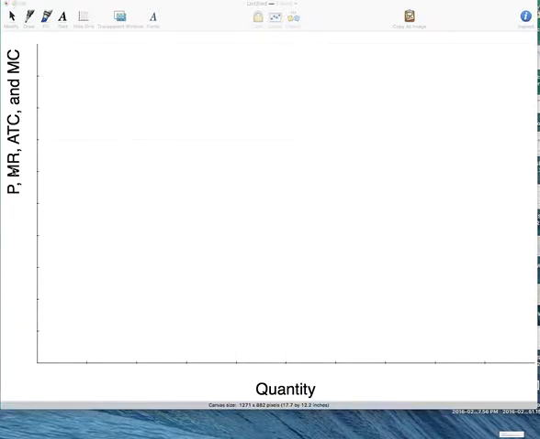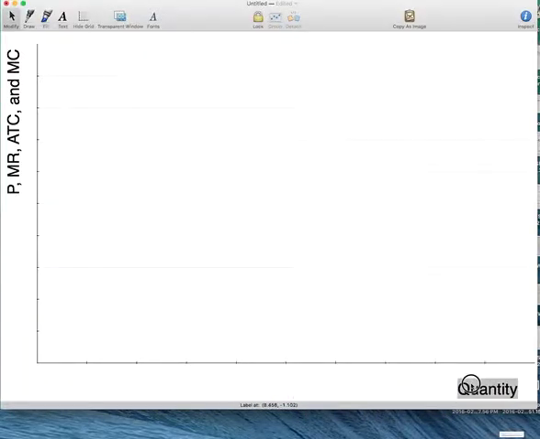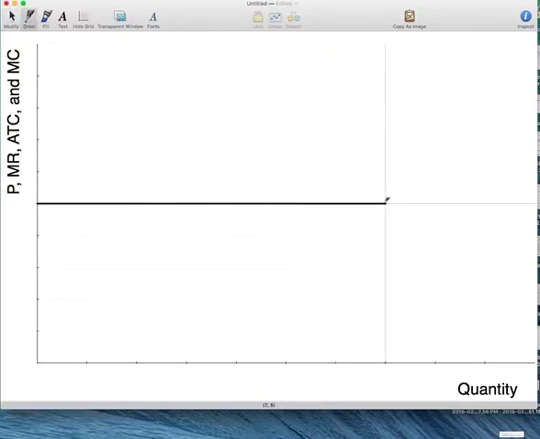You should have price, marginal revenue, average total cost, and marginal cost on the y-axis, and on the x-axis, quantity. So remember, this is a perfectly competitive marketplace. So in a perfectly competitive marketplace, price and demand is equal to marginal revenue, and it is horizontal. So this is what price, demand, and marginal revenue is going to be equal to. So we have demand is equal to price is equal to marginal revenue.